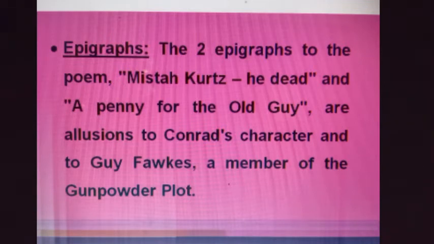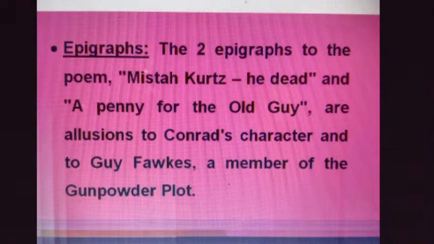The poem has 2 epigraphs, 2 short lines as a beginning or introduction. So the 2 short pieces are the 2 epigraphs to the poem. One is titled Mr. Kurtz, He Dead. So that is the one epigraph. And the second one is A Penny for the Old Guy.